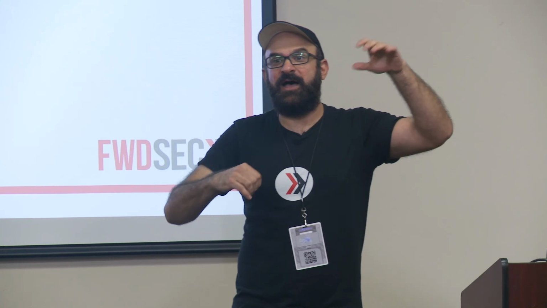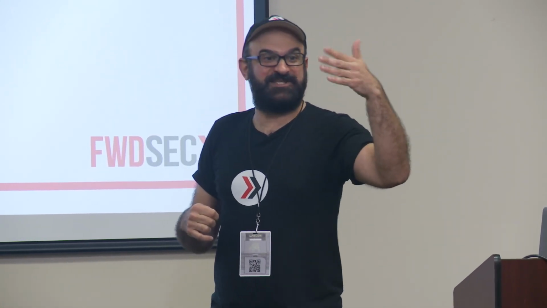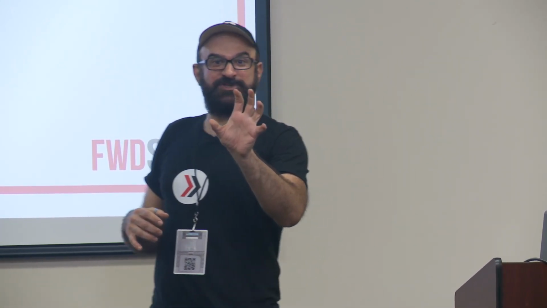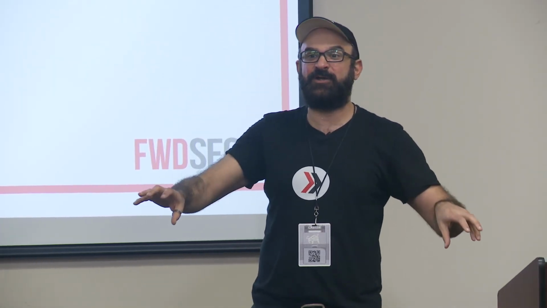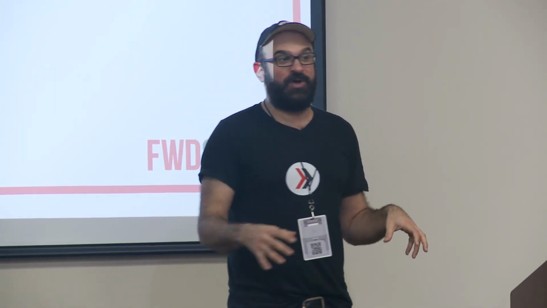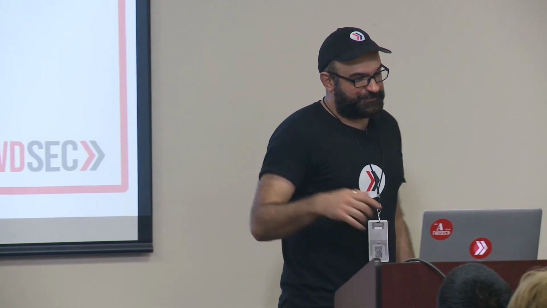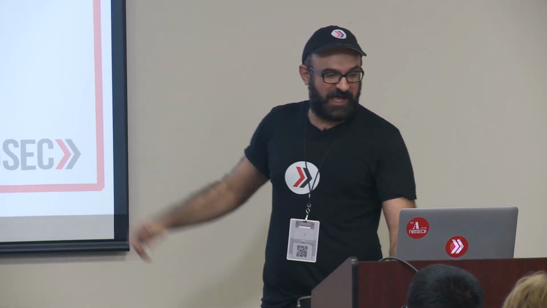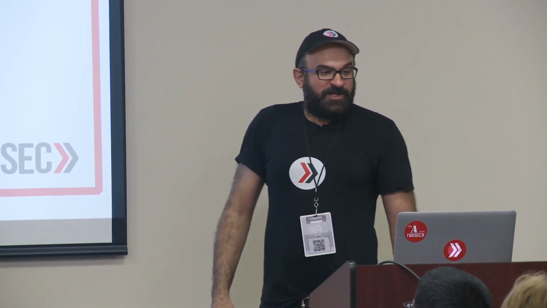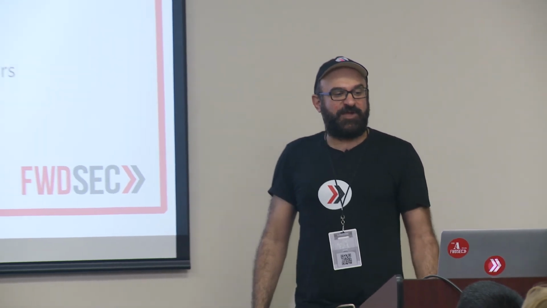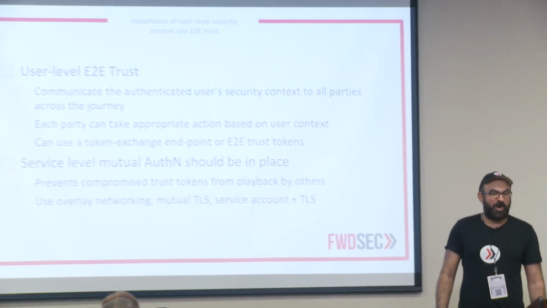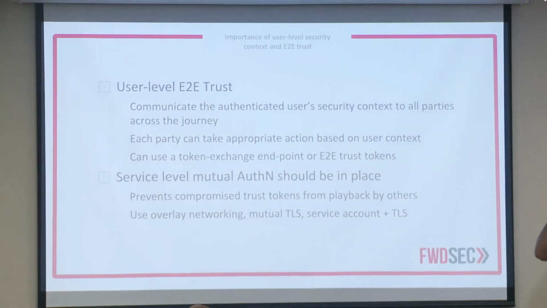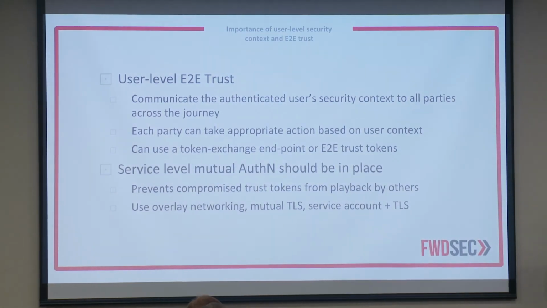So your application in the presentation layer is saying, hey, show me all the account balances for every account that I have. That first microservice receives that request, but it needs to fan that out to more microservices downstream. In order to do that, you need to ensure that the authenticated user's security context is communicated end-to-end, which is the end-to-end trust concept. With that concept, you communicate the authenticated user's security context to all parties across the journey, and then each party can take appropriate action based on the user's context.